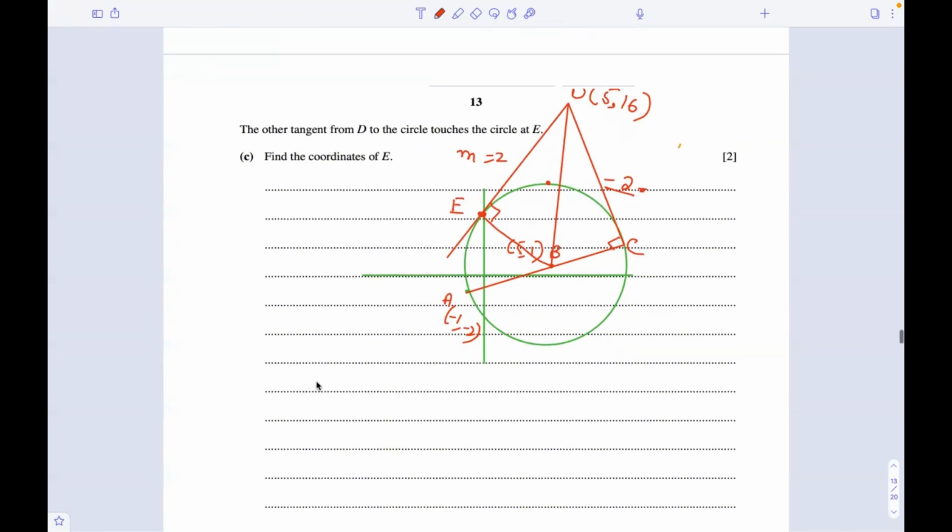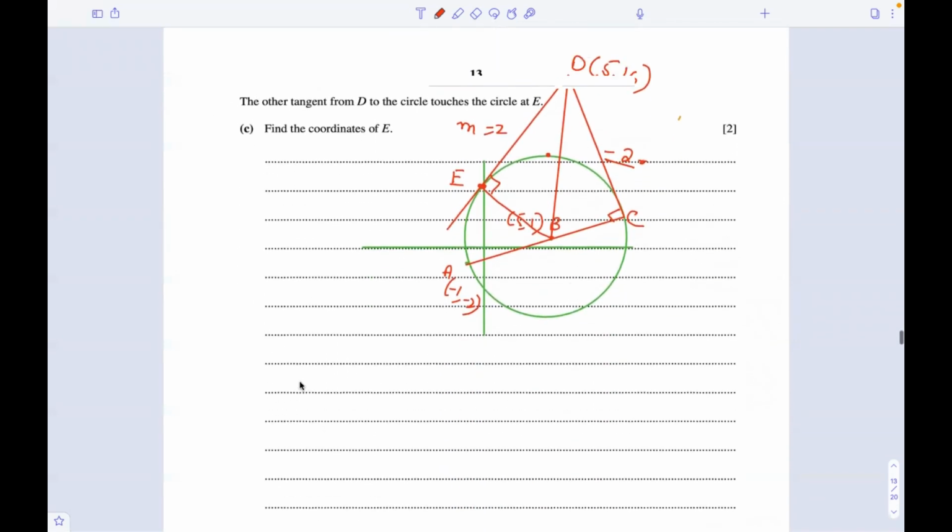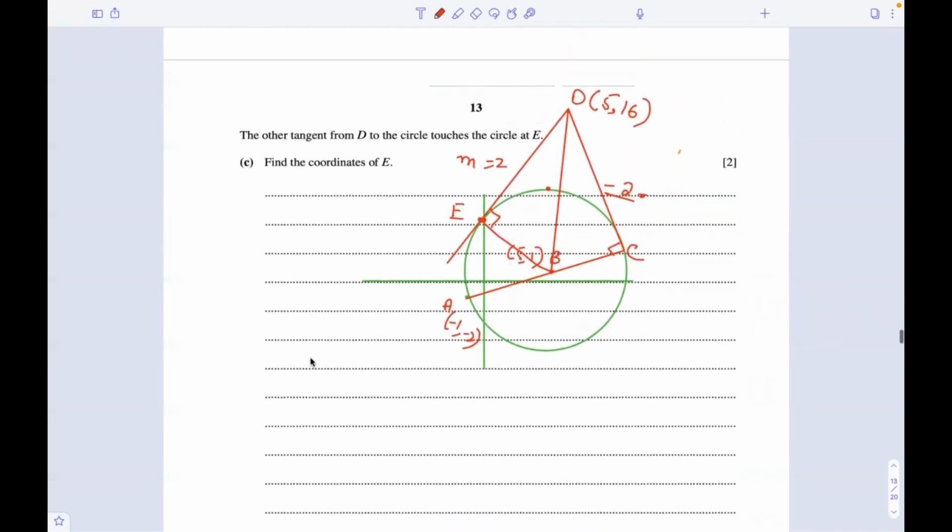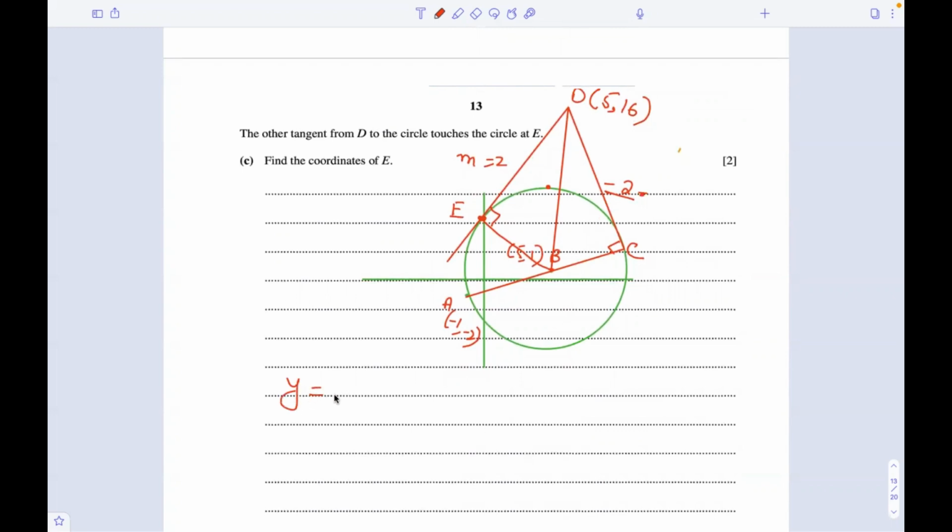Now, to find the equation of DE, first of all, we can write it as y equals mx plus c. We know that the gradient is 2, so we can write it as 2x plus c, and we can find the value of c by substituting the coordinates of D, which are 5 and 16. So substituting them in this equation, we get 16 equals 2 times 5 plus c, so c is equal to 16 minus 10, which is 6. So the equation is y equals 2x plus 6.